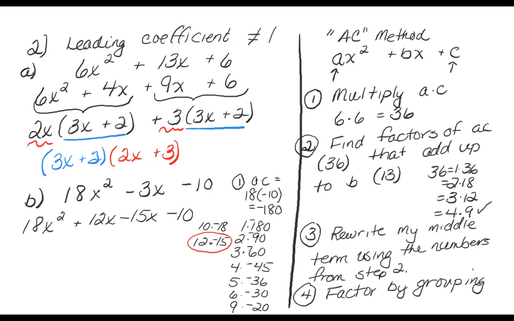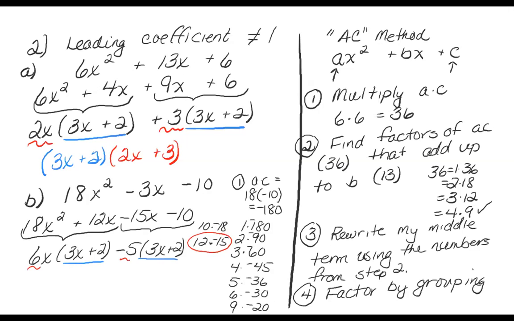And then I'm going to factor by grouping. So out of the first pair, I can pull out a 6x, and I'm left with 3x plus 2. Out of the second pair, I can pull out a minus 5, and I'm left with 3x plus 2. So notice again, I have that common factor, and then I have my 6x minus 5. So there's my factor pairs. 6x minus 5 times 3x plus 2.